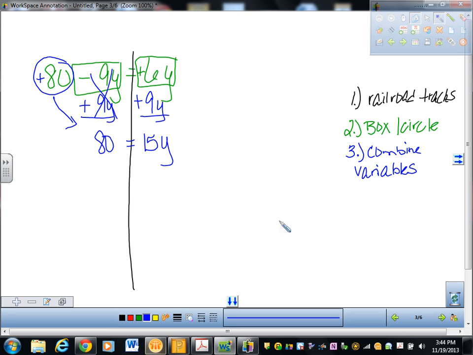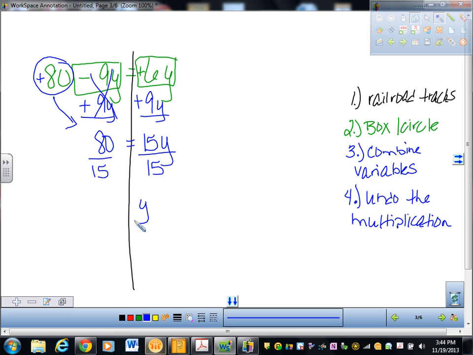Okay? And next, our next step is going to be to undo the multiplication. And we undo multiplication by doing the opposite, which is division. So here we have 15 being multiplied by y. So we're going to undo that by dividing by 15 and dividing by 15. And by dividing those, 80 divided by 15, well, I think we're going to have to do some reducing here. So we have y equals 80 over 15.